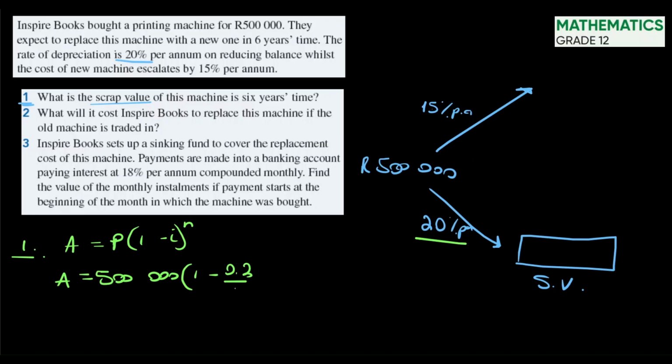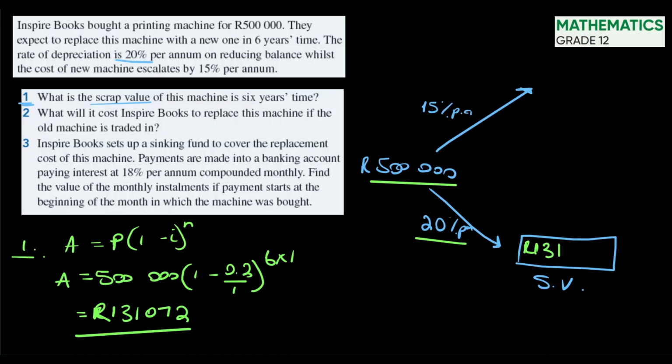Is it compounded per annum? Yes, so multiplied by 1. They said after 6 years. Then we need to get our scrap value to be 131,072 based on my calculator. It means this machine that was worth 500,000 will be worth 131,072 in 6 years time. That's what the value of that machine is when it experiences depreciation.